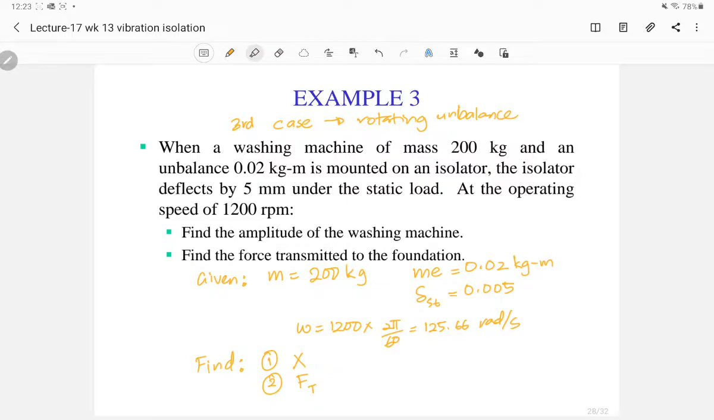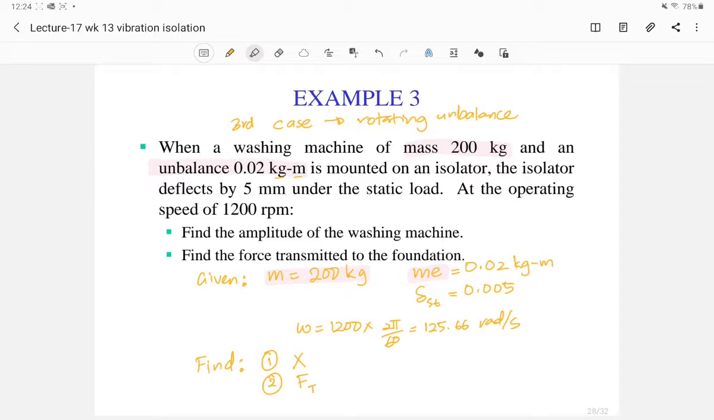So what is given here, you have mass of 200 kilograms. So I've listed out the parameters. Unbalanced. So this is very important. You know what it means by unbalanced. If you cannot remember what it is, you look at the units here. It's kilogram meter. So automatically you know this unbalance is actually your me, where your e is your eccentric distance. Okay. So that's why 0.02 is actually your me in your rotating unbalance case.